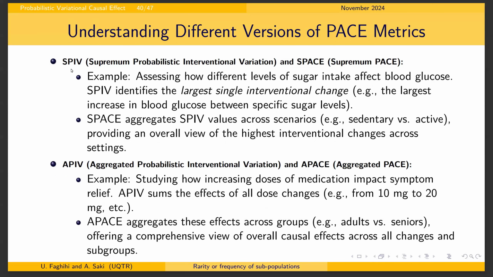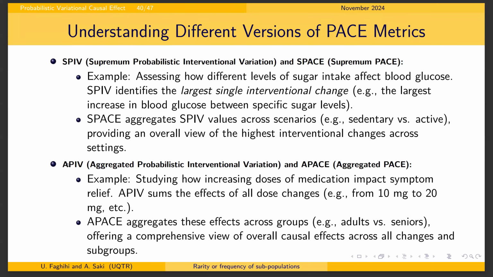We also have another version of our formula, which is SPIV, supremum probabilistic interventional variation. An example can be assessing how different levels of sugar intake affect blood glucose. SPIV identifies the largest single intervention changes, the largest increase in blood glucose between specific sugar levels. It aggregates SPIV values across scenarios like sedentary or active, providing an overall view of the highest interventional changes across settings.